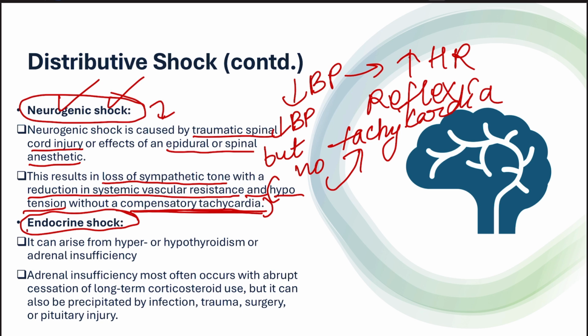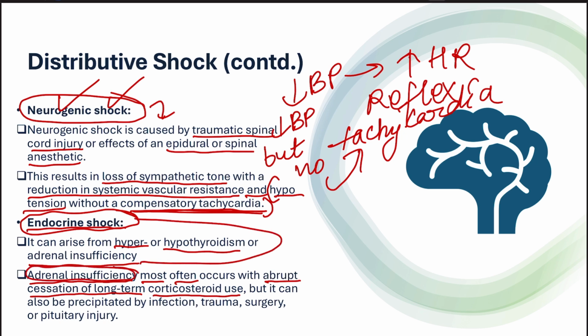Then we come to the next variety, that is endocrine shock. It can arise from hyper or hypothyroidism, or the most common cause is acute adrenal insufficiency. Adrenal insufficiency most often occurs when we abruptly stop long-term corticosteroids. Because the person was given corticosteroids, the adrenal glands have stopped producing corticosteroids. And when we stop it suddenly, this will lead to precipitation of adrenal insufficiency, which is manifested as endocrine shock. It can also be precipitated by other factors like infection, trauma, surgery, or any pituitary injury that can also lead to endocrine shock.